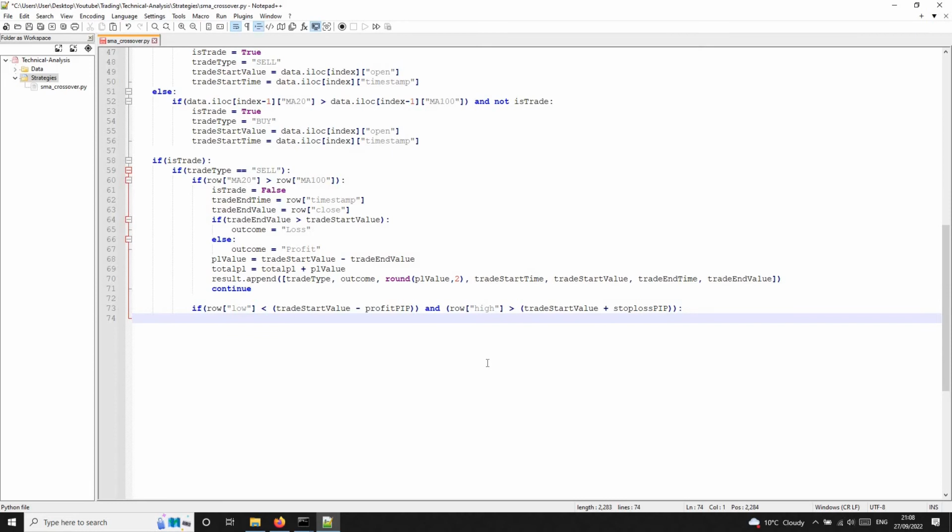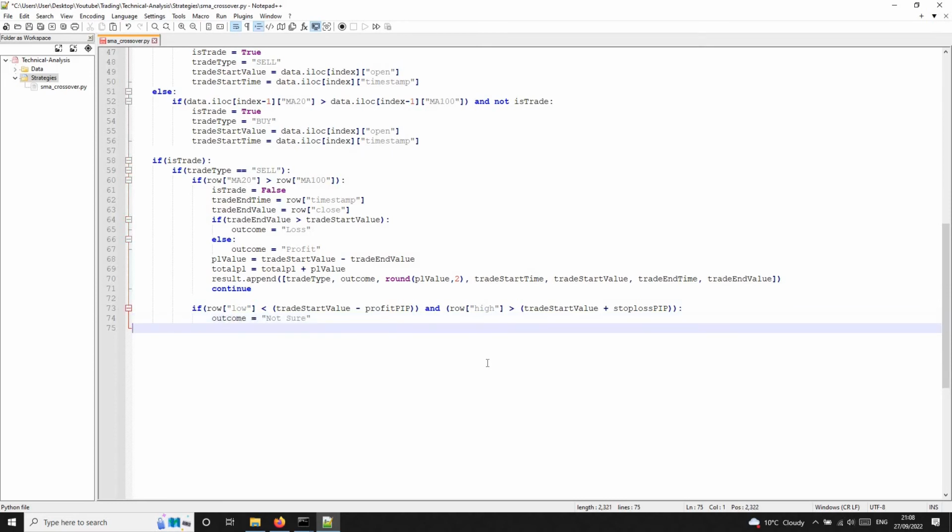So if it has hit within that one, then I'm saying outcome, I'm not sure, I don't know whether it was a profit or loss, because there was so much volatility within that candle when we took a trade. It went 60 pips up, 60 pips down, I don't know which one it hit. Okay, so for that scenario, it's highly unlikely. Let's see if we see any of those in our outcome.